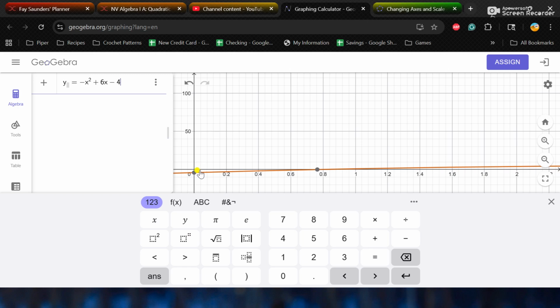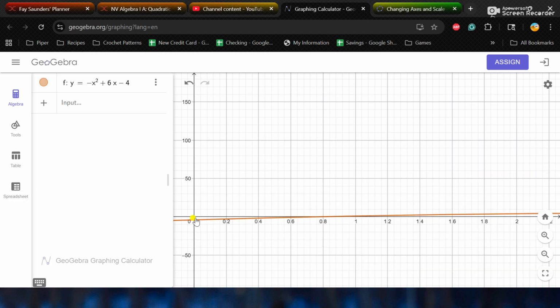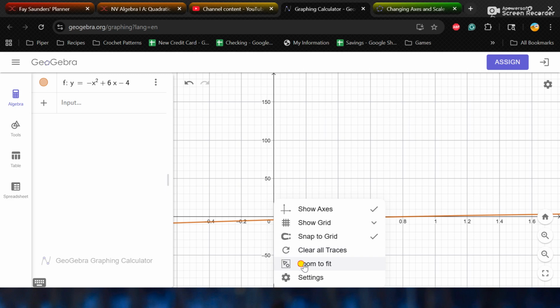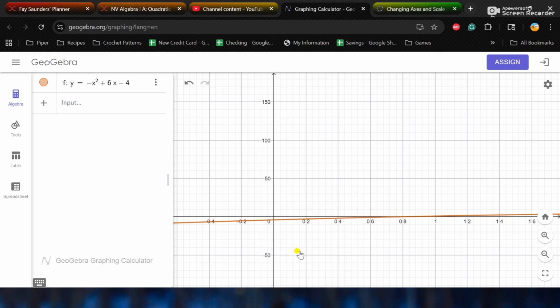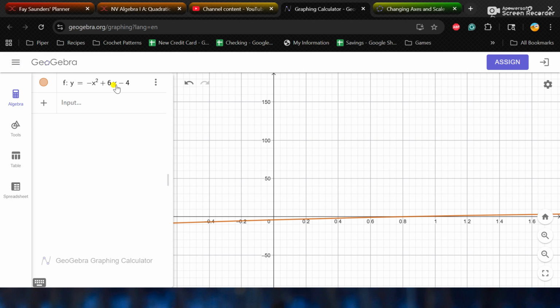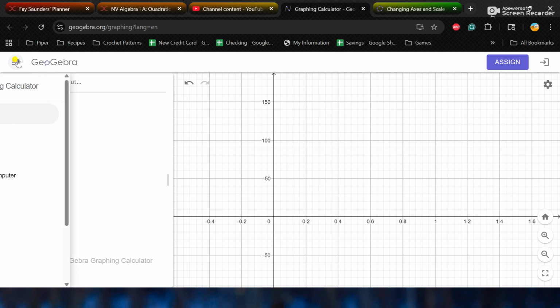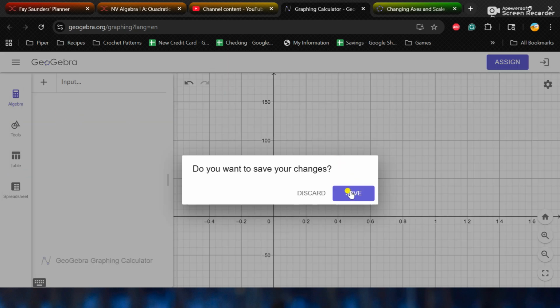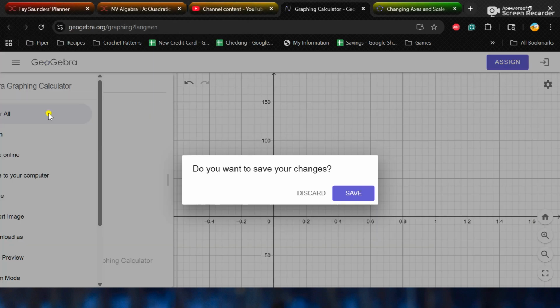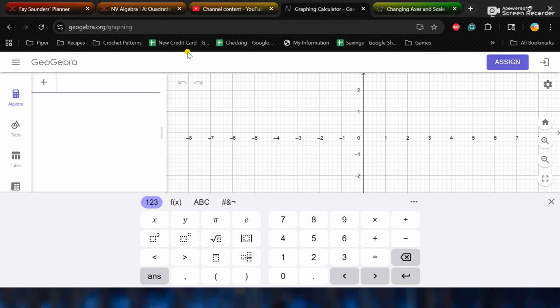Okay, now let's come down here and zoom to fit. How's that? Oh, yeah, that didn't work so well. Zoom to fit. Let's clear all traces. Let's go snap to grid. Okay, maybe what we need to do is delete. I'm learning. We're learning together. Clear all. Let's try that. Oh, cancel. No, I don't want to save. I guess it helps if you read, huh? Clear all, discard. Okay, now we're back to more normal.